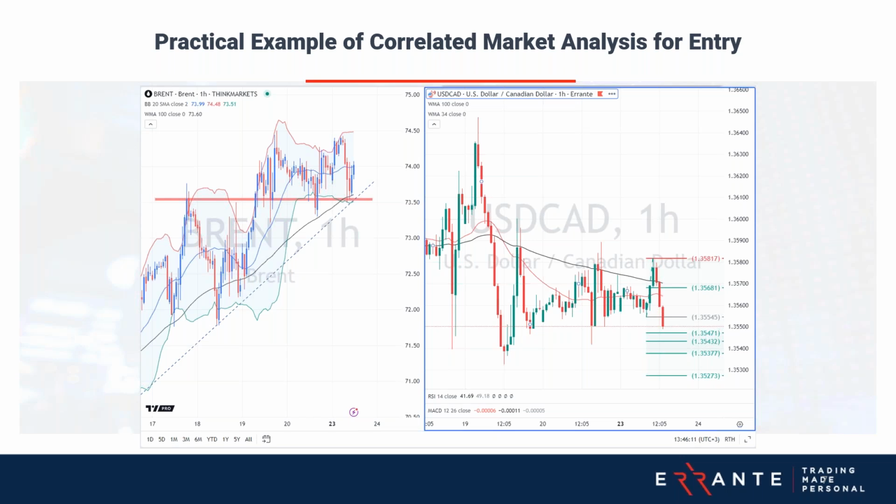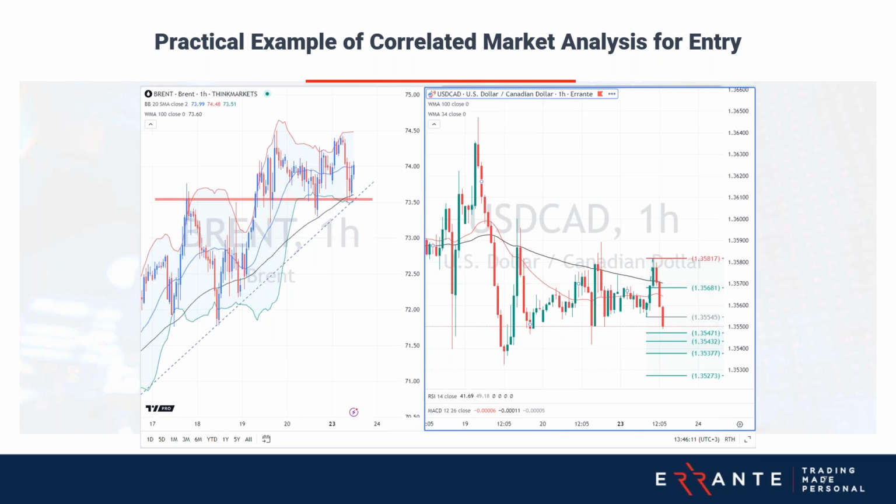You would monitor Brent oil's performance to guide your exit as well. If Brent oil starts reversing from its uptrend and breaks below the $73.50 support, it could signal weakening CAD strength. So this could be an early warning to exit your short position in USD CAD.